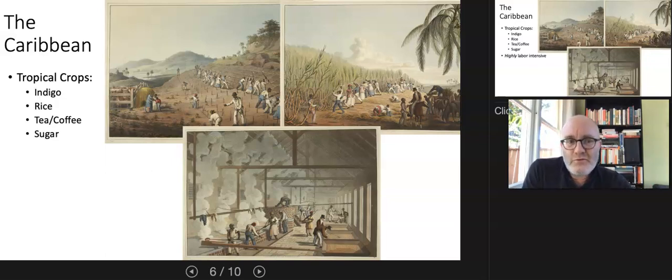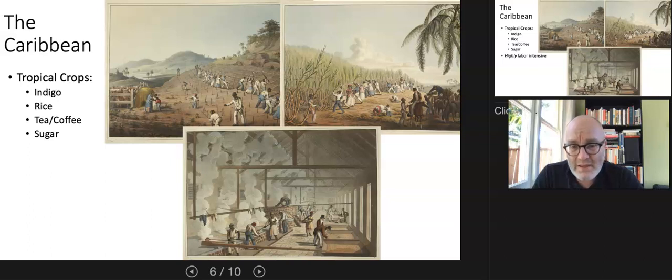It is the tropics. And in the tropics, you can grow things like indigo, rice, tea, sugar, and then coffee, which you see here, three illustrations from Antigua, which is a British colony. The illustrations are from the 1830s. And there's ten in total that depict the seasons or styles of work around sugarcane production.